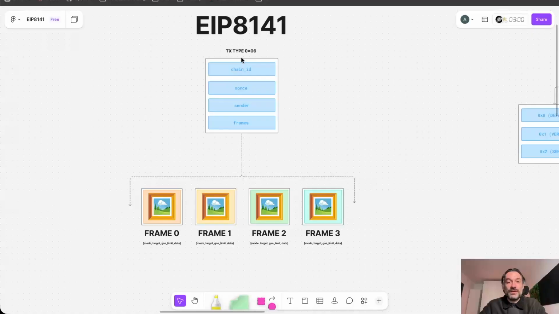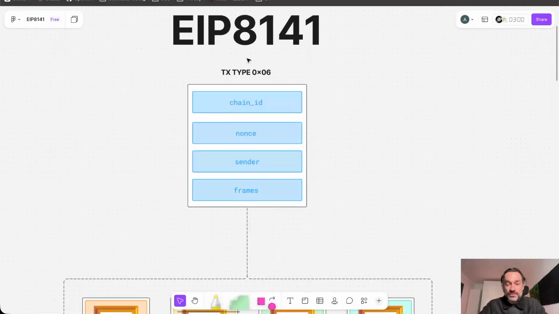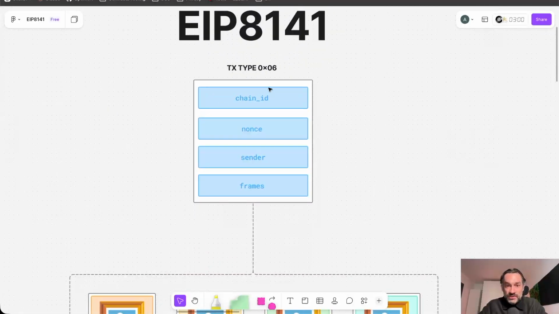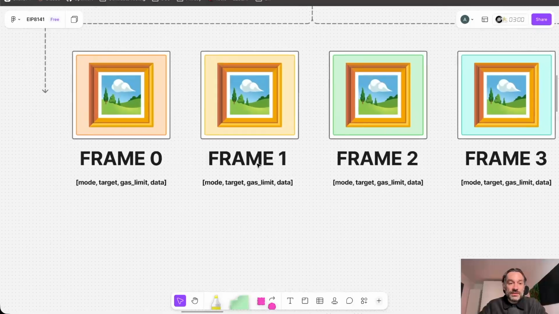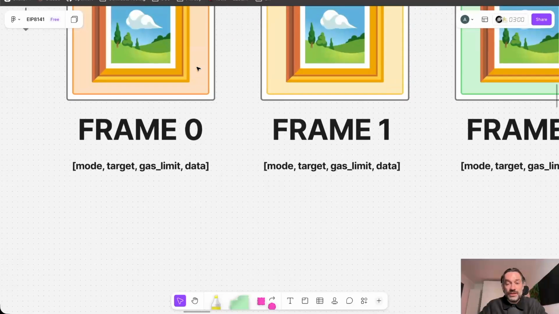So let's start. A tiny recap. At the end of the previous video, we ended up with the structure of transaction type 6. If you didn't watch the previous video, I suggest you go back and watch it. So we know the layout of the transaction: we have the chain ID, nonce, sender, and the frames. Inside each frame, the structure is the mode, target, gas limit, and data.